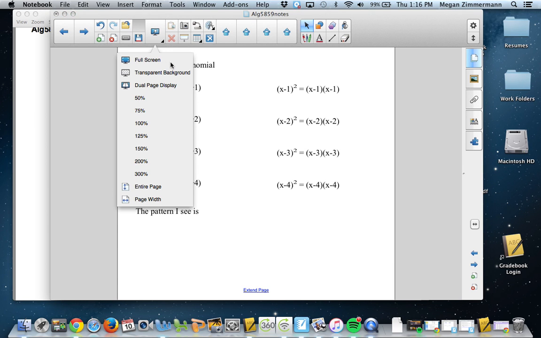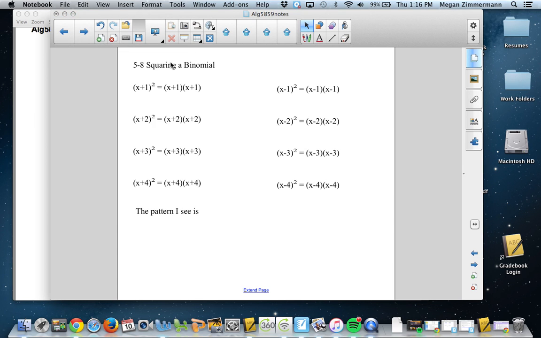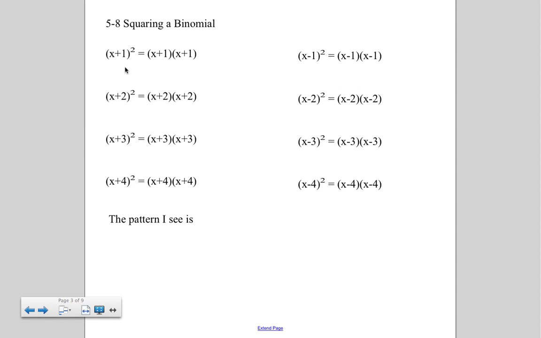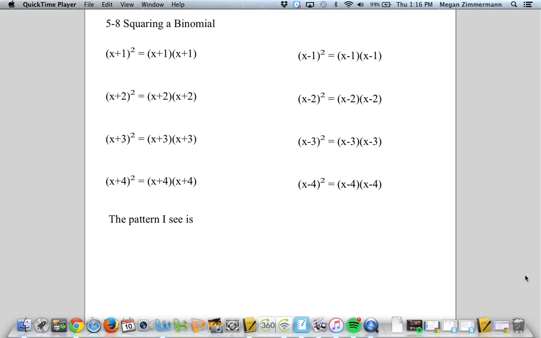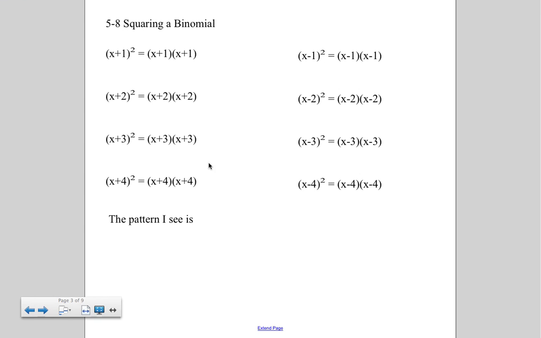All right, here are the 5.8 and 5.9 notes. So we are going to start with section 5.8, which is squaring a binomial. What I want you to do is write these down in your notebook: x plus 1 squared, x plus 2 squared, x plus 3 squared, and so on. So these 8 problems. Do the multiplication out, see what you get, and see if you can start to pick up on a pattern to make it a lot quicker and easier to do this multiplication.